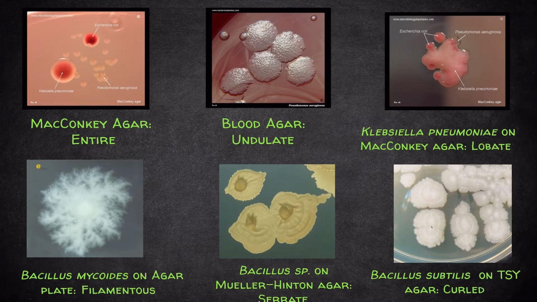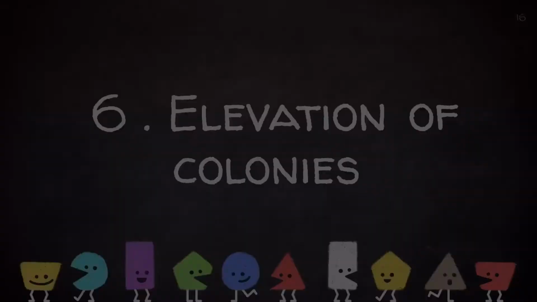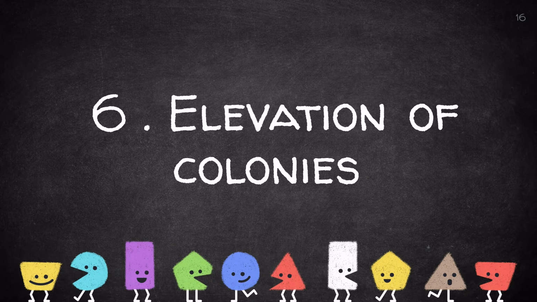Klebsiella pneumoniae, a bacteria which can cause various illnesses such as UTI and meningitis, possesses a wavy margin with deep indentions, known as lobate. Bacillus mycoides on an agar plate is an example of a filamentous margin. A Bacillus species growing on a Mueller-Hinton agar plate has an irregularly notched, or serrate, margin. A benign organism, Bacillus subtilis on a TSA agar plate, possesses a curled margin with parallel chains in wavy strands.